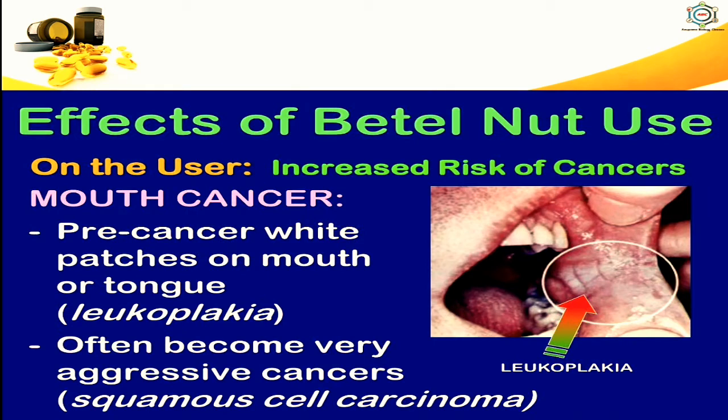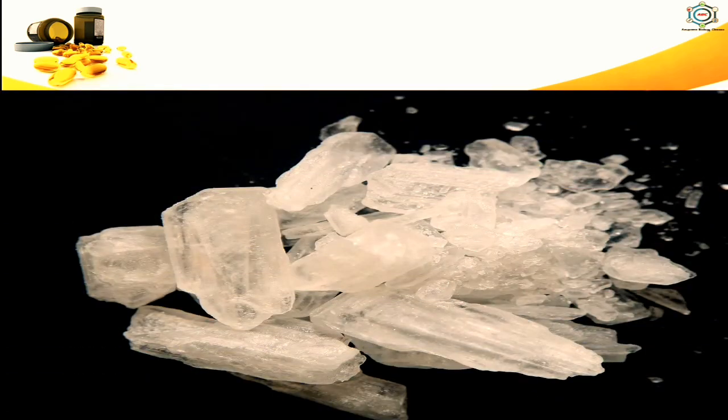Now, effects of betel nut use on the users: increased risk of cancers, mouth cancer, precancer, white patches on mouth or tongue, leukoplakia. In this picture, you can see the structure of leukoplakia. Then it often becomes a very aggressive cancer, that is squamous cell carcinoma. So this is the effect of betel nut use.